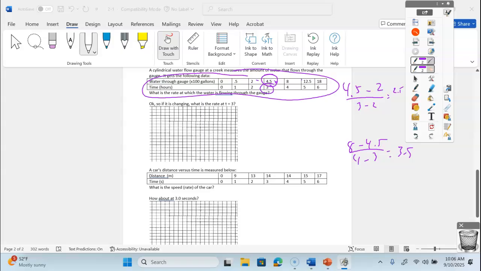We know it's changing. Let's go back to Mr. Morast. It's changing the whole entire time. How are you going to know how much water is going through at that moment? It's changing. How are you going to figure that out? How are you going to find the rate at 3?